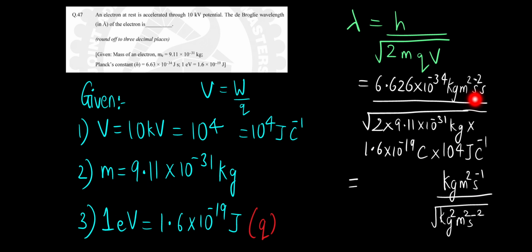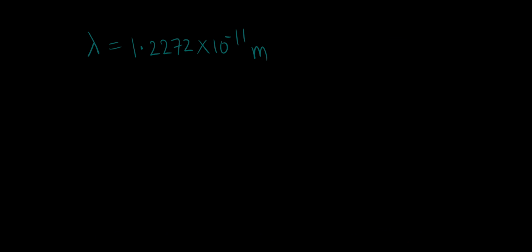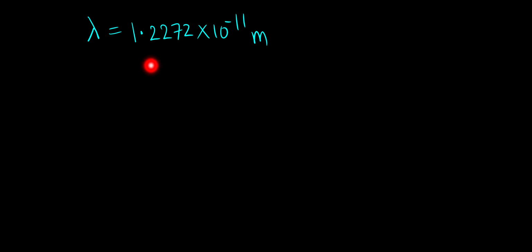In the numerator, second raised to minus 2 plus 1 will become minus 1. Then joule is kg meter square second raised to minus 2, so kg into kg will become kg square. The rest is the same, meter square second raised to minus 2. This is under the root. After you remove the root, kg square becomes kg, meter square becomes meter, second raised to minus 2 becomes second raised to minus 1. Now kg gets cancelled, meter gets cancelled, second inverse gets cancelled. What we are left with is meter. So we get the final answer in meter, which is 1.2272 into 10 raised to minus 11 meters.